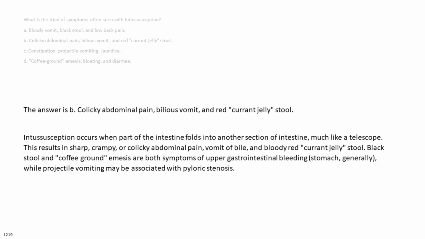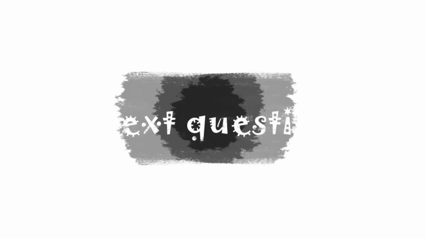The answer is B. Colicky abdominal pain, bilious vomit, and red currant jelly stool. Intussusception occurs when part of the intestine folds into another section of intestine, much like a telescope. This results in sharp, crampy, or colicky abdominal pain, vomit of bile, and bloody red currant jelly stool. Black stool and coffee ground emesis are both symptoms of upper gastrointestinal bleeding, generally the stomach, while projectile vomiting may be associated with pyloric stenosis.